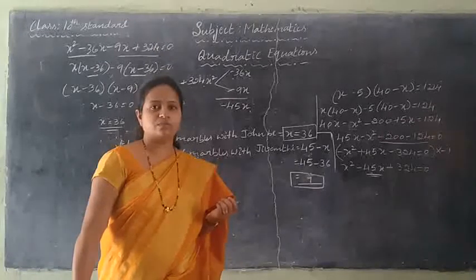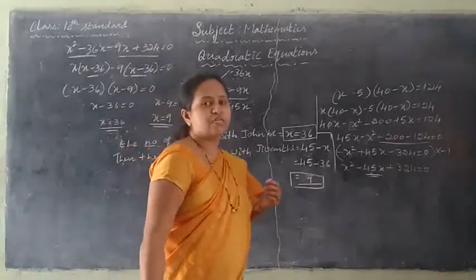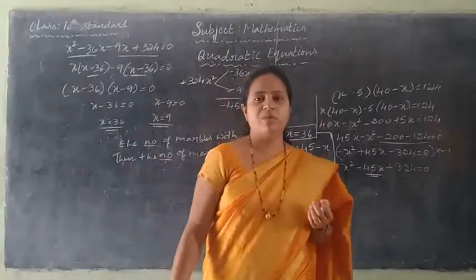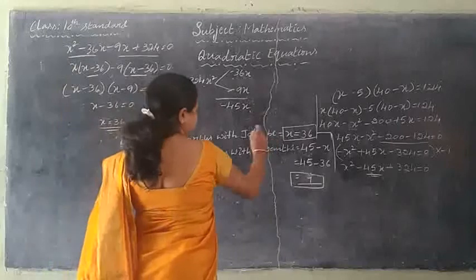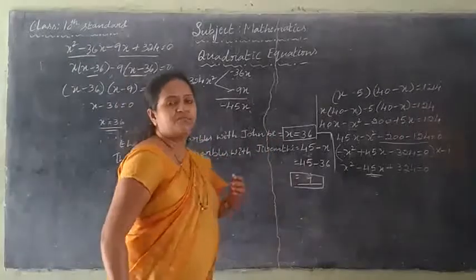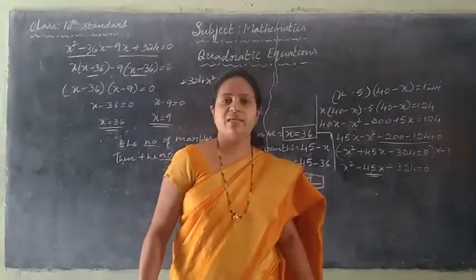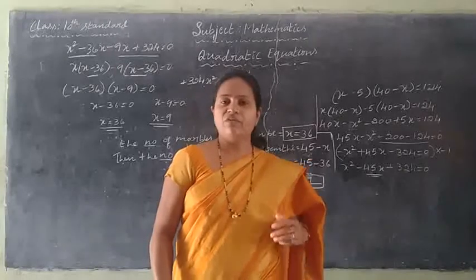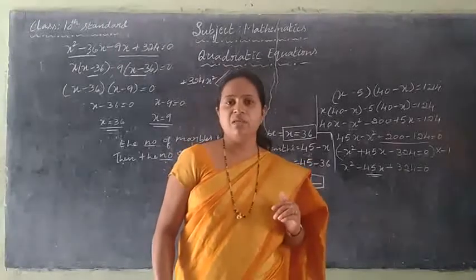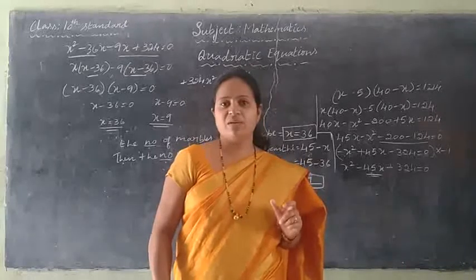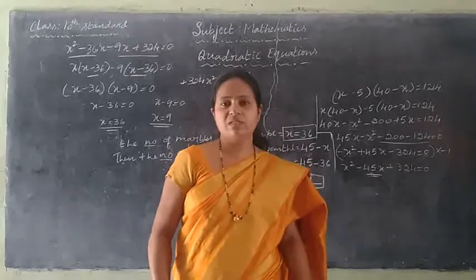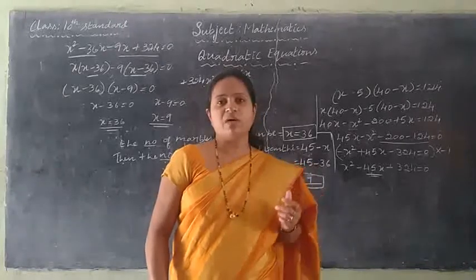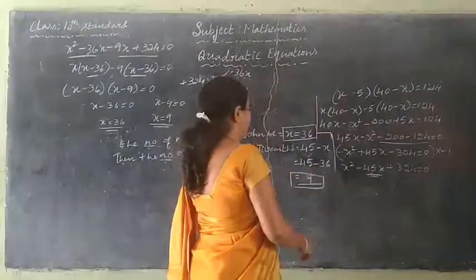Do you understand? Okay. See here. First what we do is we take the number of marbles with John as x, children. In the same way, with Jivita it is 45 minus x, children. Okay. After losing 5 marbles, John will be having x minus 5 marbles. Jivita will be having 40 minus x marbles. Got it. The product of the marbles we are given is 124, children.